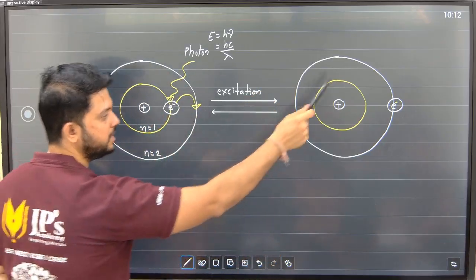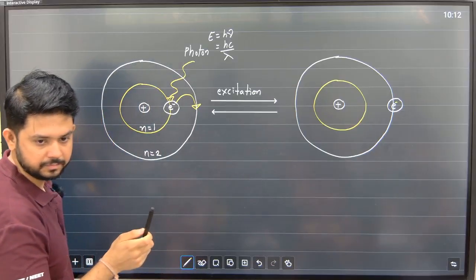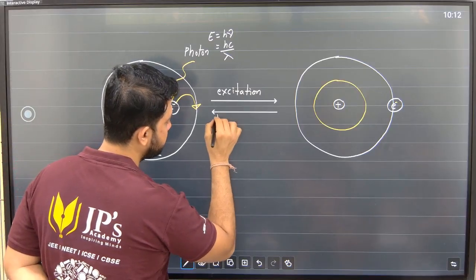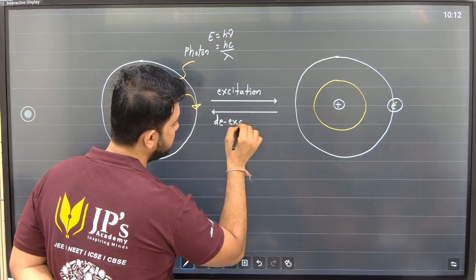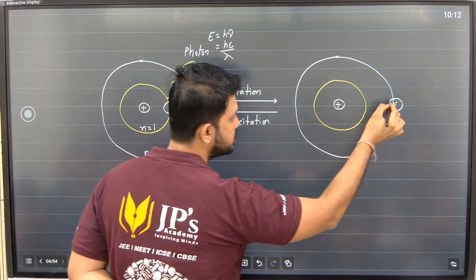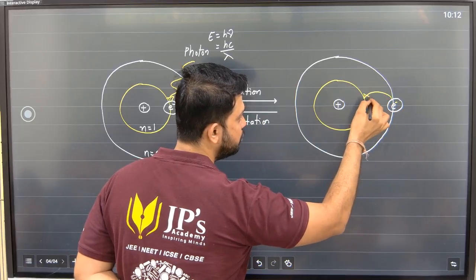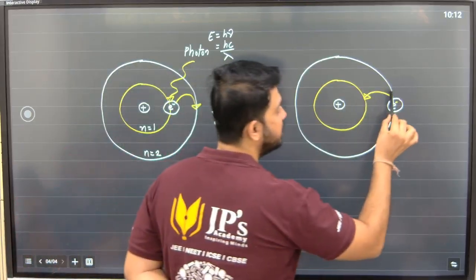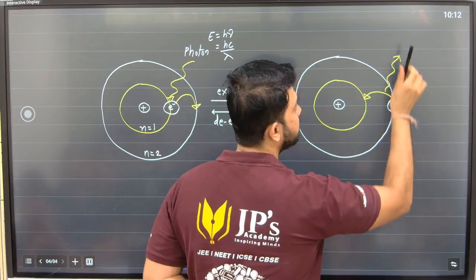Then eventually, will the electron stay over there? It has to come back. What was that process called? De-excitation. And when that electron comes back from a higher energy level to a lower energy level, what happens? It again releases that photon.